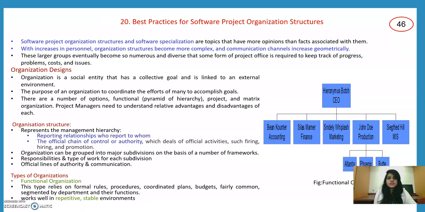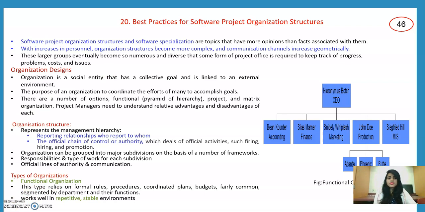Coming to the next one, best practice software project organization structure. Project organization structure is very important, because in order to identify a particular design or structure, we need to have organization structures. The software project organization structure and software specialization are topics that have more opinions than facts associated with them. So here we have the organization design. The organization is a social entity that has a collective goal and is linked to the external environment, and the organization structure represents the management hierarchy, reporting relations, who reports to whom, and the official chain of control or authority. These are the types of organization, starting with the functional organization.